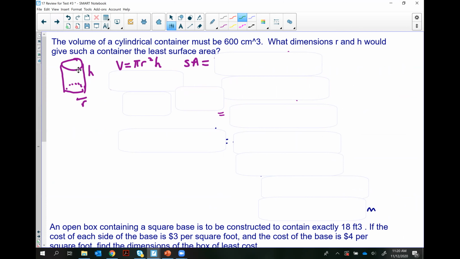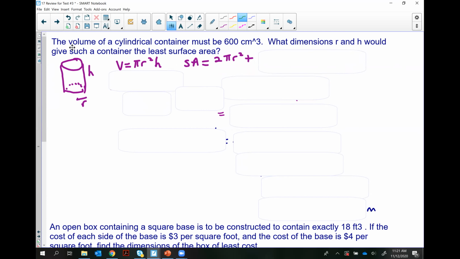So we have a cylindrical container with a volume of 600 centimeters cubed. We want to determine the dimensions R and H that will minimize the surface area. So we want to end up with least surface area, least amount of material to create this box pretty much. And the volume equation for a cylinder is this, area of base times height. The surface area, because it's a closed cylinder, is going to be 2 pi r squared.